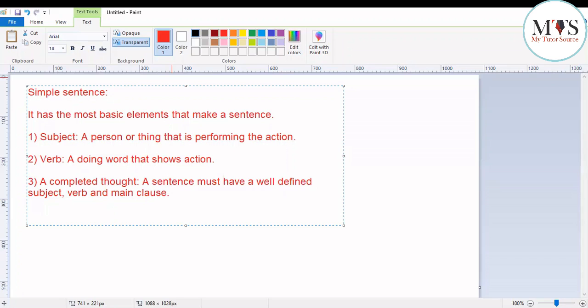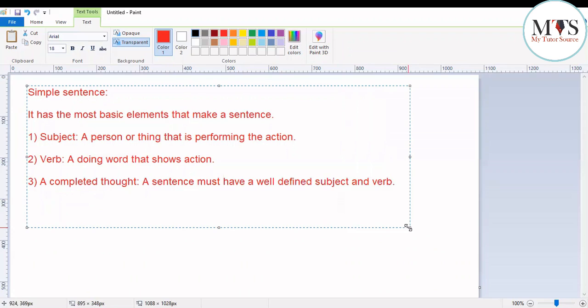In addition to that, a sentence has a complete thought if it has a main clause. So the main clause has an independent subject and verb. Another way to put this would be a sentence has a complete thought if it has a main clause. That means it has a well-defined subject and verb. All right, so I hope that you are clear on the three basic elements that make a simple sentence.